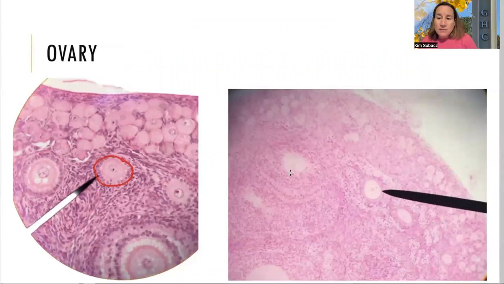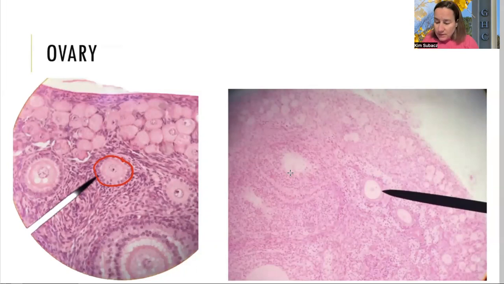So that oocyte is going to develop, and it's going to go from a primordial follicle into a primary follicle. And as these things develop, we're going to see that the cells go from one round of simple squamous, and then they're going to get cuboidal, and then they're going to go from simple cuboidal to stratified cuboidal. And those cells on the outside are going to be thecal cells and granulosal cells.